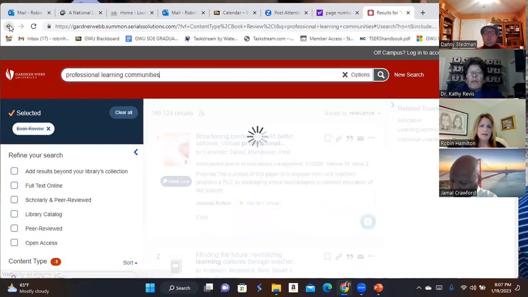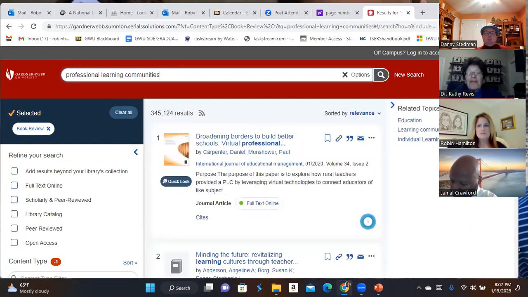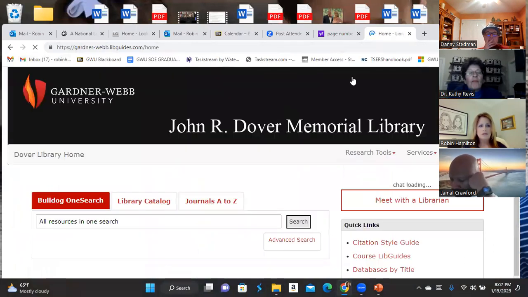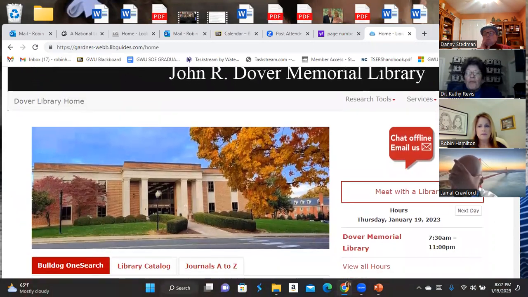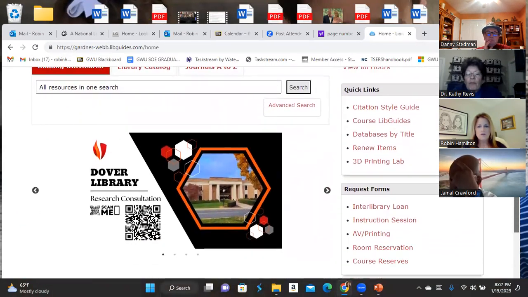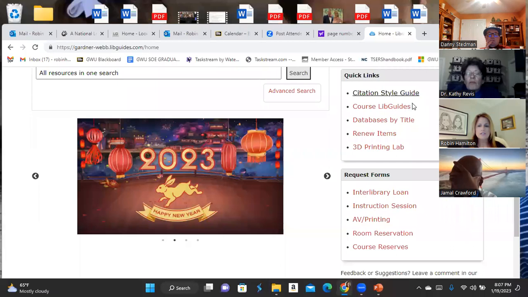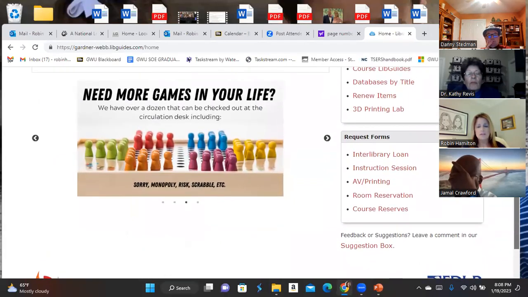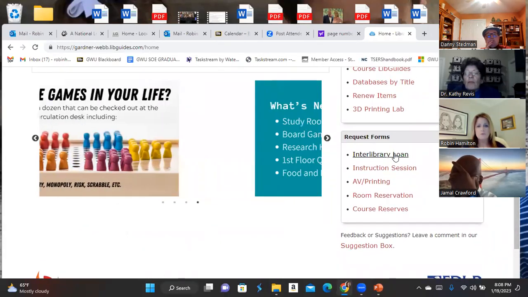Let me see if I can back out of Bulldog One here. It is a perpetual thing there. Can't get back to the home page. There we go. Okay, so back to the library page. You have all kinds of quick links here, like the citation style, all kinds of things here. You can ask for interlibrary loan if there's a book that they don't have that they can get from another library for you.